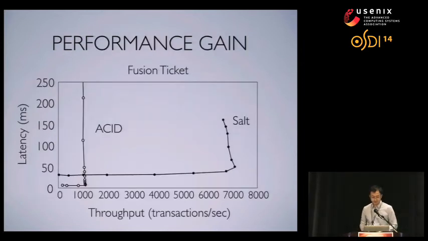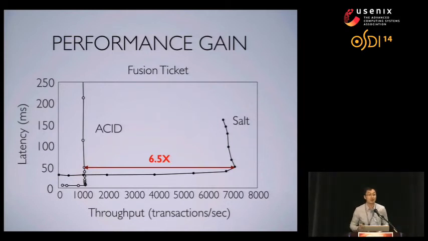To answer the first question, we use the throughput latency graph of a Fusion Ticket application, using both the ACID and SORT approach. In this experiment, we changed just one transaction for the SORT approach by modifying 15 lines of code. This change took us 15 man-hours without prior familiarity with the code base. As shown in this graph, SORT can achieve a throughput of 7,000 transactions per second, which is 6.5 times higher than ACID. You may notice that when the throughput is lower, the latency of SORT is higher.